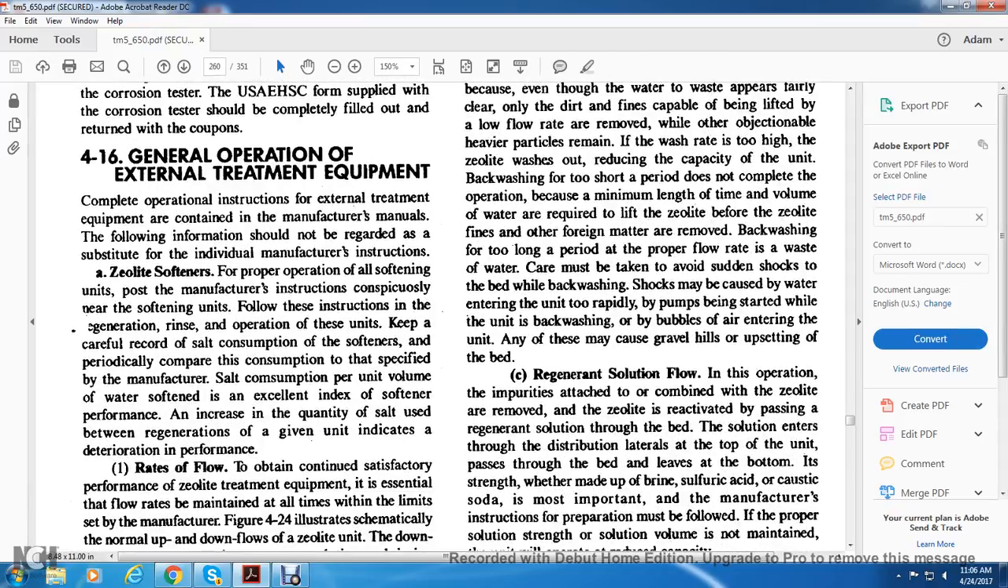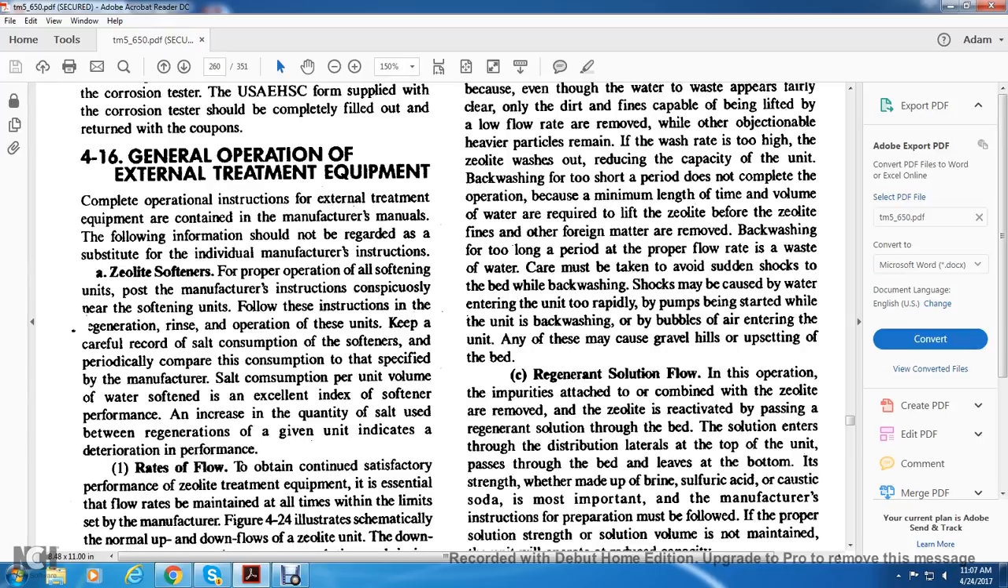416. General operation of the external treatment equipment. Complete operating instructions for the external treatment equipment are contained in the manufacturer's manual. The following information should not be regarded as a substitute for the individual manufacturer's instructions. Zeolite softeners. The proper operation instructions for all softeners must be posted conspicuously near the softening units. Follow these instructions for regeneration and rinsing operation of these units.